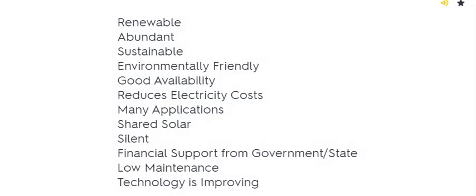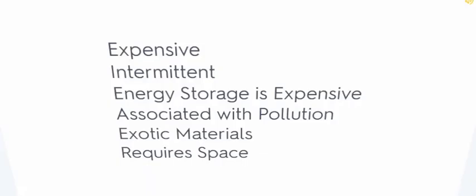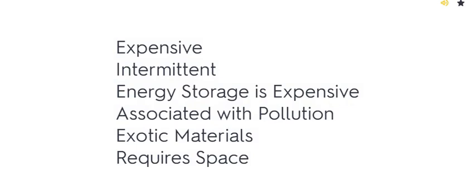Solar energy pros: renewable, abundant, sustainable, environmentally friendly, good availability, reduces electricity costs. Many applications, shared solar, financial support from government and state, low maintenance, technology is improving. Solar energy cons: expensive, intermittent, energy storage is expensive, associated with pollution, exotic materials, requires space.